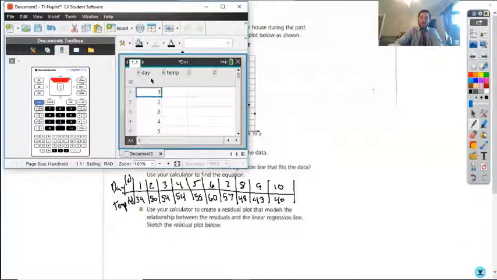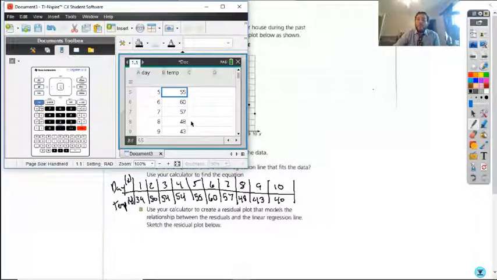And then our temperatures, the y values. The first one is 39. Then we have 50, 54, 54, 55, 60, 57, 48, 43, and 40.